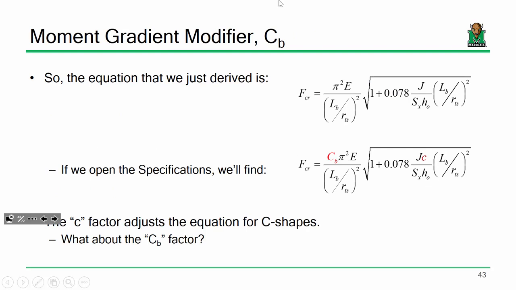But if you open up the spec and see what's the difference between the equation we just derived and what's in the spec, it's this right here, this C sub B. Steel design, folks, you remember that? Remember C sub B? Showed up at the very end. You might have rushed through it. Okay, what's going on with this C sub B?